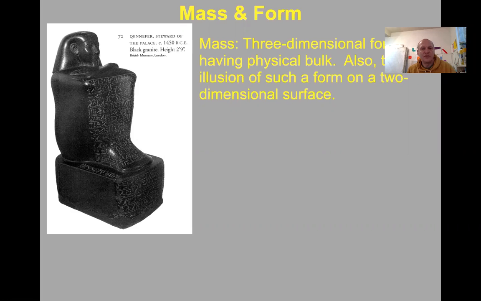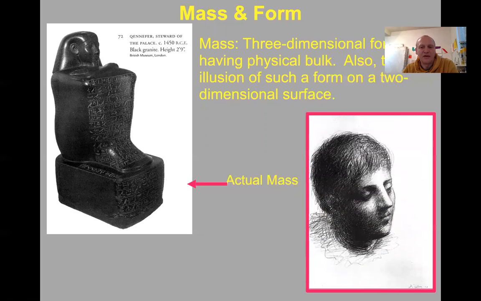So the other thing is, though, we can use mass or form to describe the depiction of three-dimensionality on a two-dimensional surface. So you guys have all seen a drawing of a cube before, and we can still refer to that as mass, even though we're only seeing a 2D representation of those 3 dimensions. So we can use mass when we're talking about something like a drawing. We can also use mass when we're talking about something like a sculpture. So a sculpture would be actual mass, whereas a drawing would be implied mass.